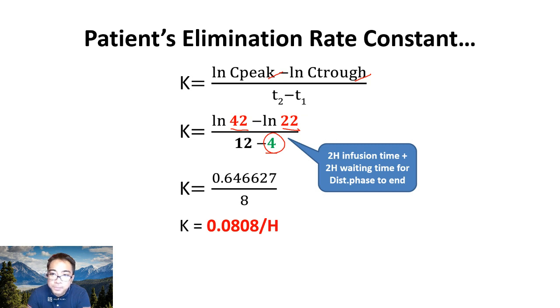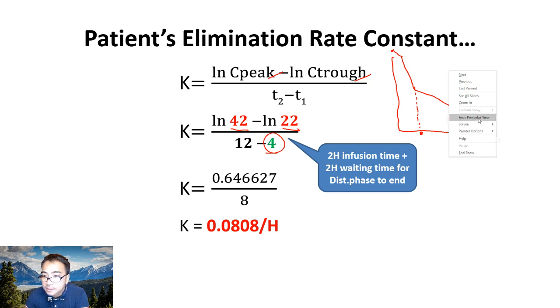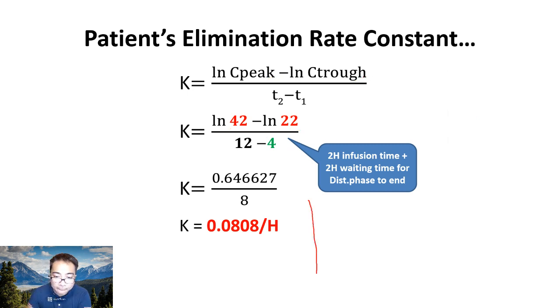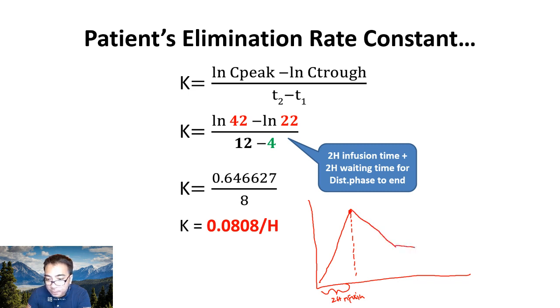So, class, if this is the graph, we said it follows a two-compartment model. Okay? Our peak concentration starts here. Sorry, wait, let me rewrite this. Okay. So, 2 hours infusion. Pagdating dito, this is the 2-hour infusion. So by the time you get here, you do it before it goes down. Then this one is the 2-hour distribution phase.